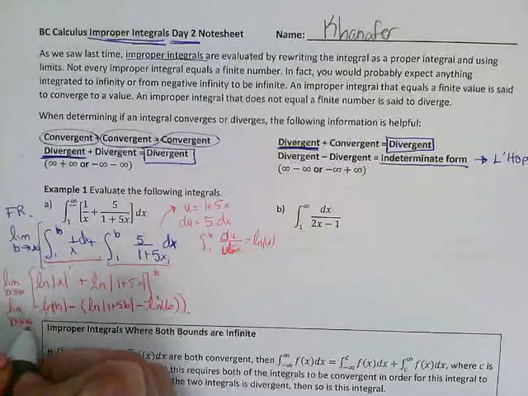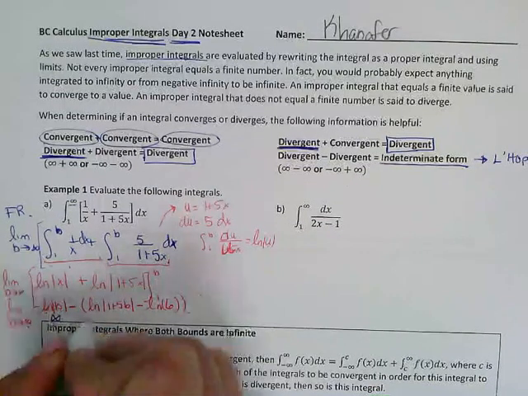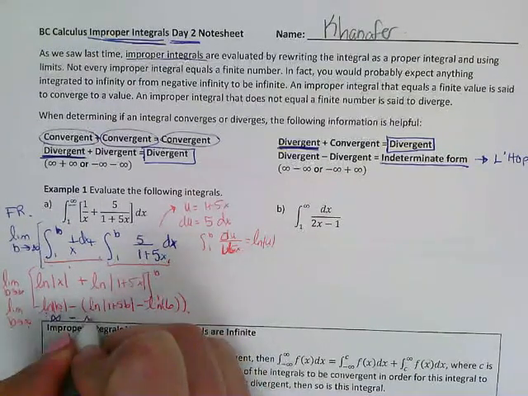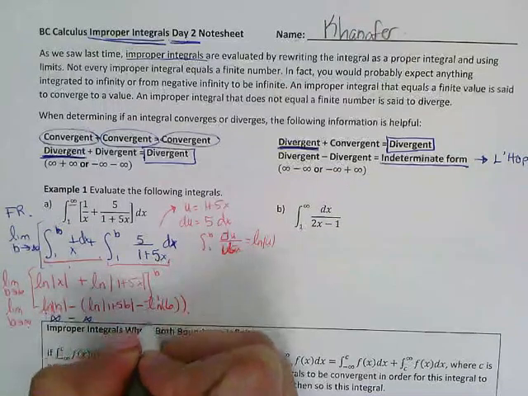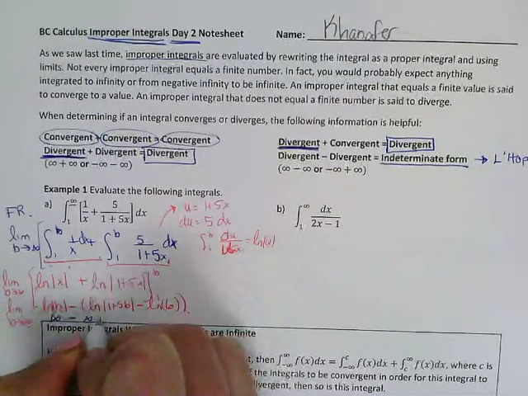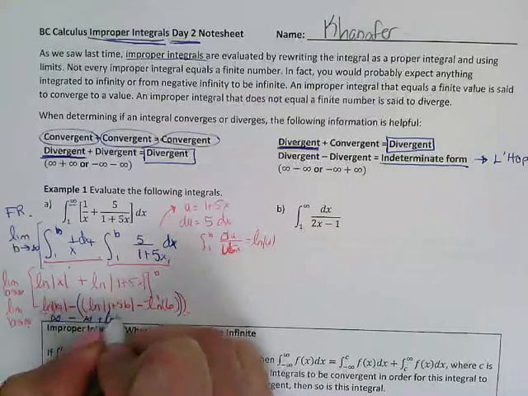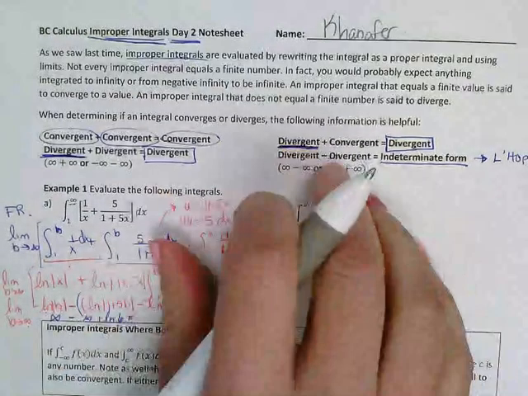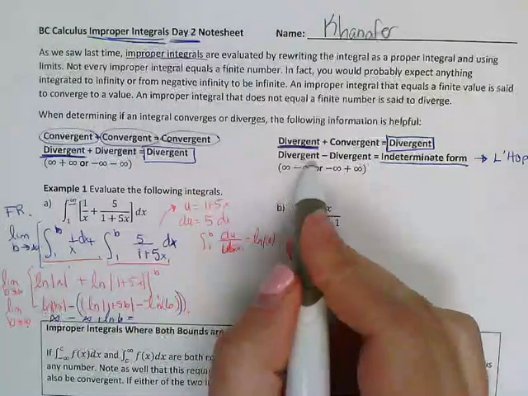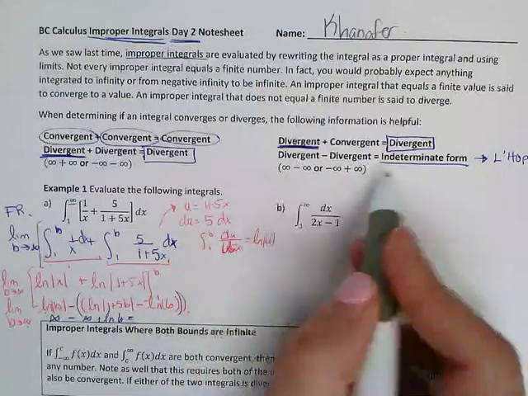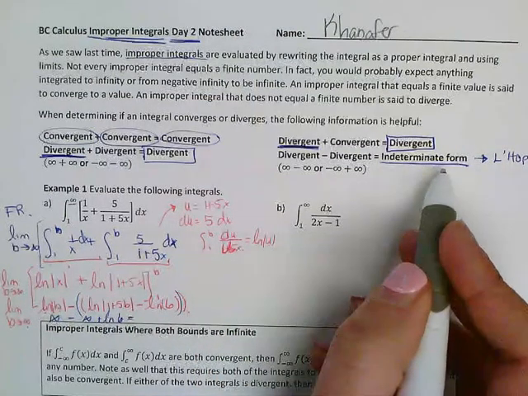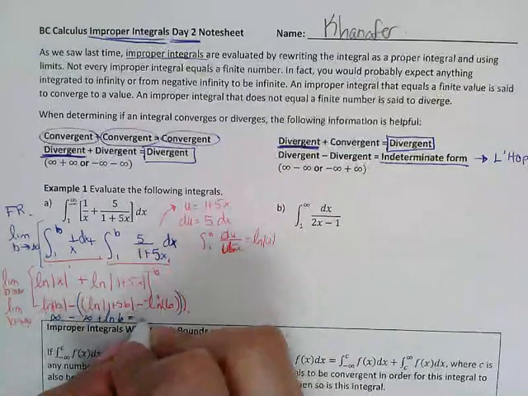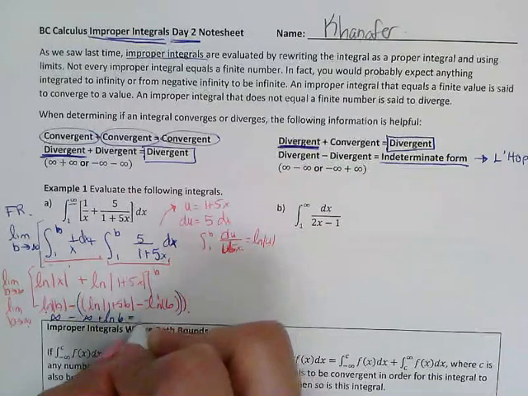If you plugged in infinity here, ln of infinity is infinity, minus ln of 1 plus 5b, which is another infinity, is infinity. And then, of course, this is just plus ln of 6, so it doesn't really do anything with infinity. So based on our little information, divergent minus divergent, so infinity minus infinity, means that this thing is an indeterminate form. And what do we do with indeterminate forms? We have to set it up as a L'Hopital and solve that.